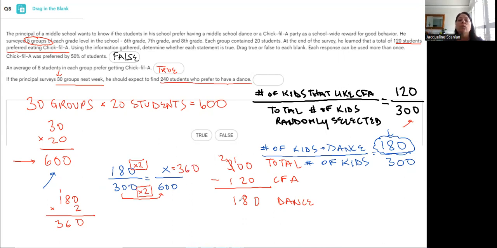All right, so what did we just find out? Phew, that was a lot of work. We just found out that if I surveyed 600 students, I should expect that 360 of them would have preferred to have the dance. And in this particular question, question number 3, it says that 240 students would prefer to have the dance, which is false.